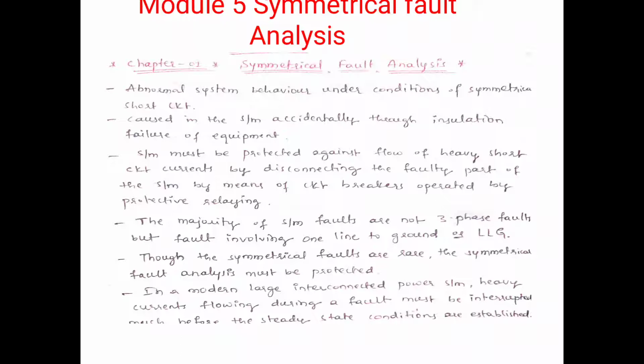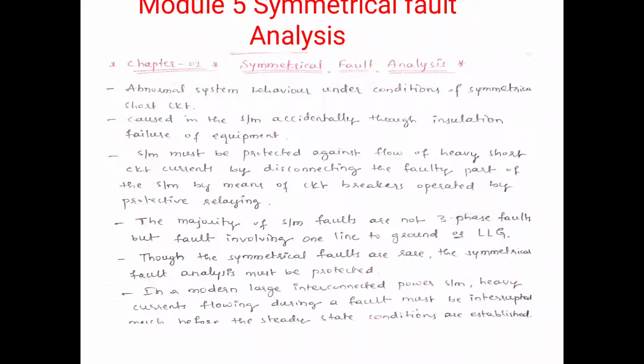It means short circuit, line to line, double line to ground, or single line to ground, caused in the system accidentally through insulation failure of the equipment. The system must be protected against flow of heavy short circuit current by disconnecting the faulted part of the system by means of a circuit breaker operated by the protecting relay. It means short circuit between line and ground.